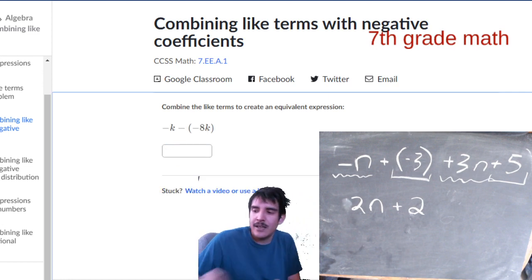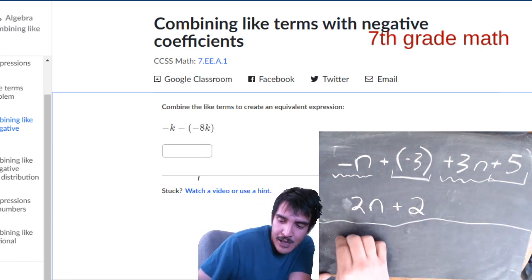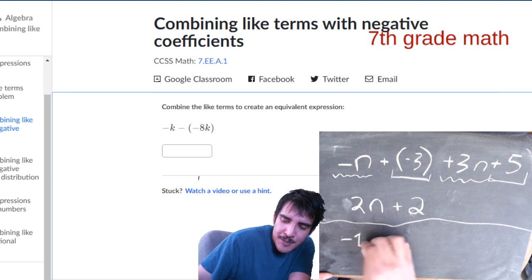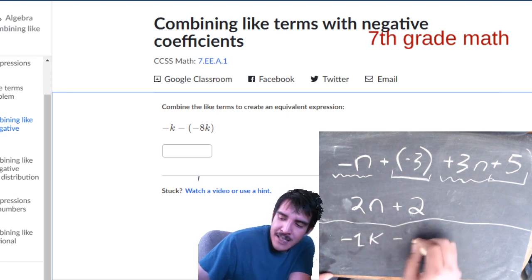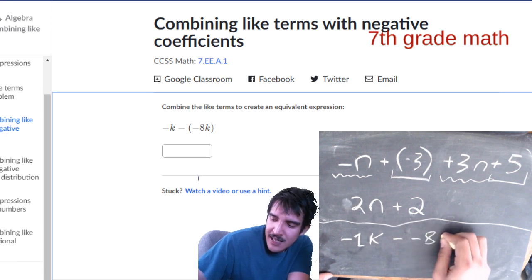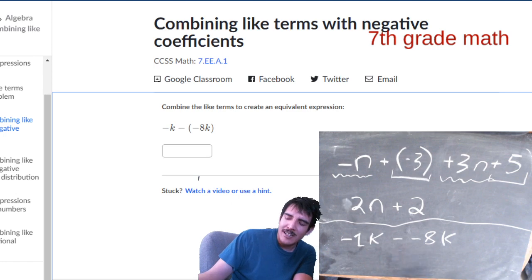All right, I bet you I can fit 2 problems on one chalkboard. I don't have to erase every time. All right, minus k. Let's see if this helps. Minus 1k minus negative 8k. And again, they use parentheses. Let me show you why I didn't use parentheses, because it just makes it quicker to do this.